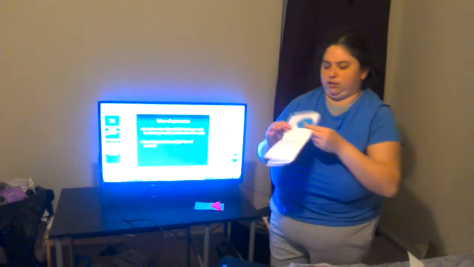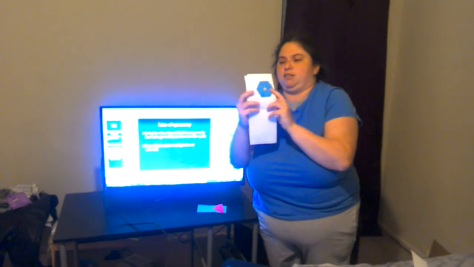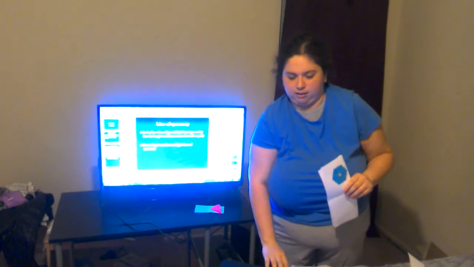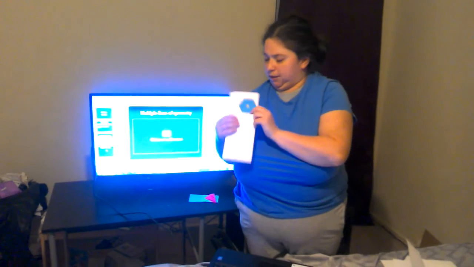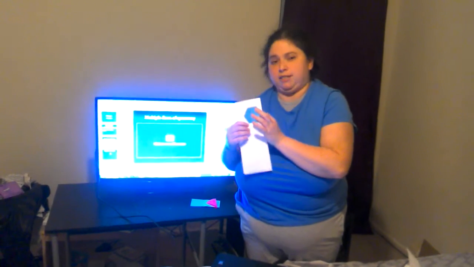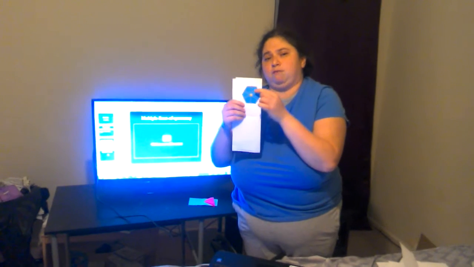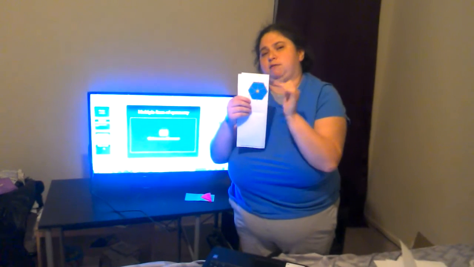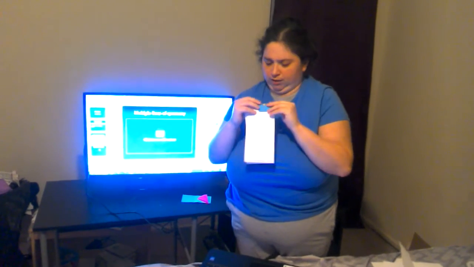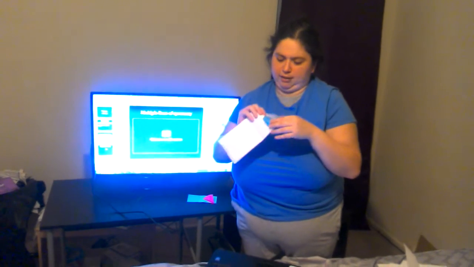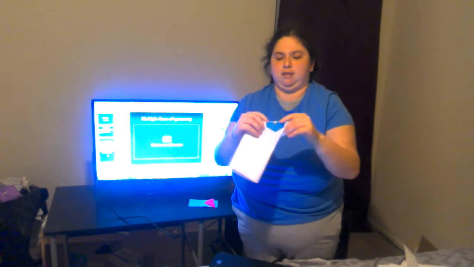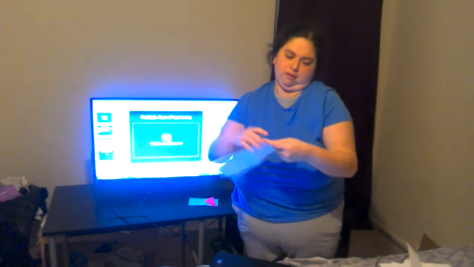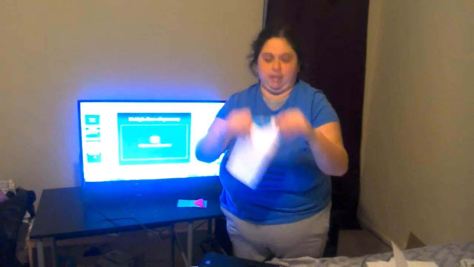Now another shape like this one goes into the next category, which is multiple lines of symmetry, because it can be folded on any of these three lines and still be symmetrical. If you fold it on, say, this line, it'll be symmetrical on both sides. But also, if you fold it on this line, it will be symmetrical on both sides.